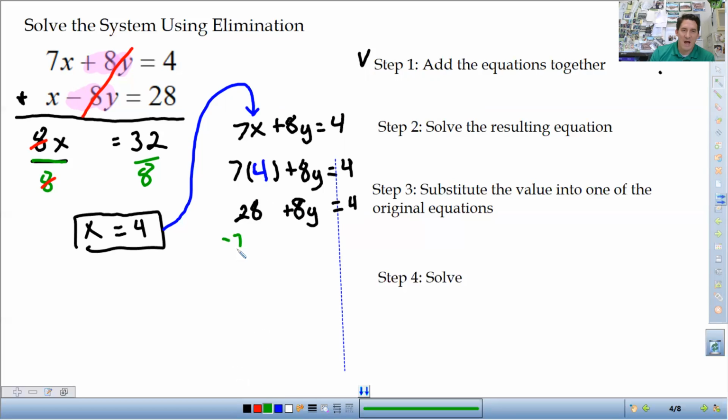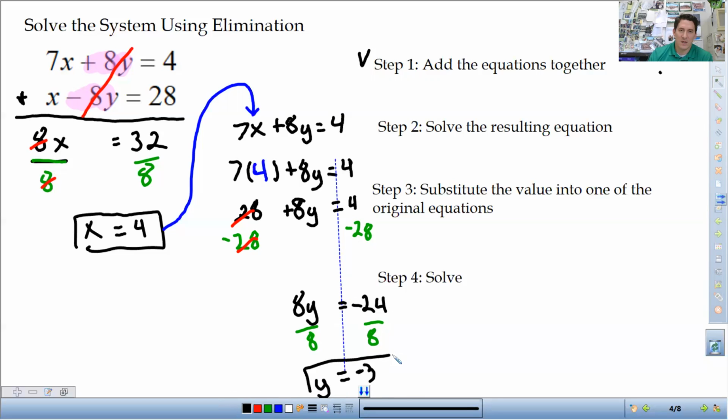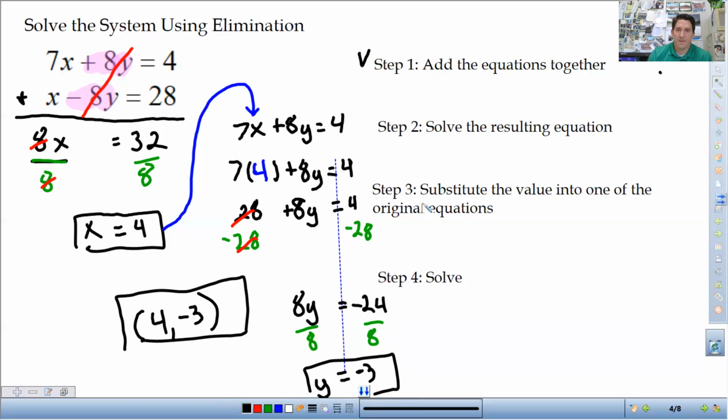To finish solving, I'm going to subtract 28 from both sides. So positive 28 minus 28 cancels out. I have 8y is equal to 4 minus 28, which is negative 24. Then you divide both sides by 8. You get y is equal to negative 3. So you get, as an ordered pair, x is 4, y is negative 3. So that's the last step, checking them off, solved. All right, let's do another example.